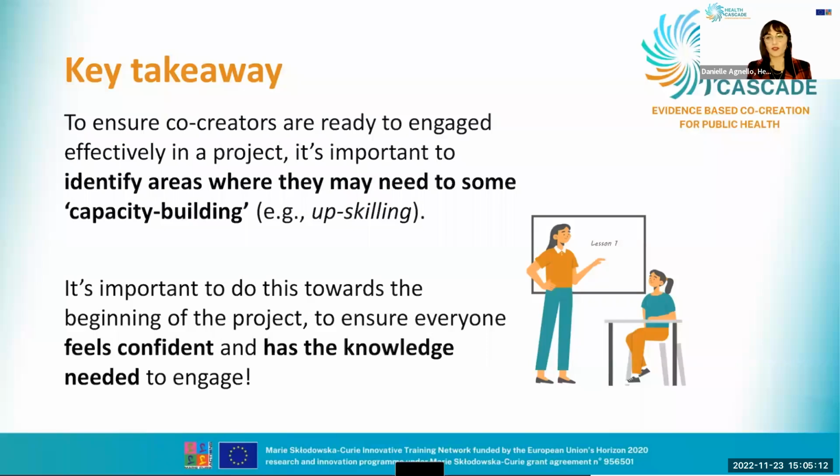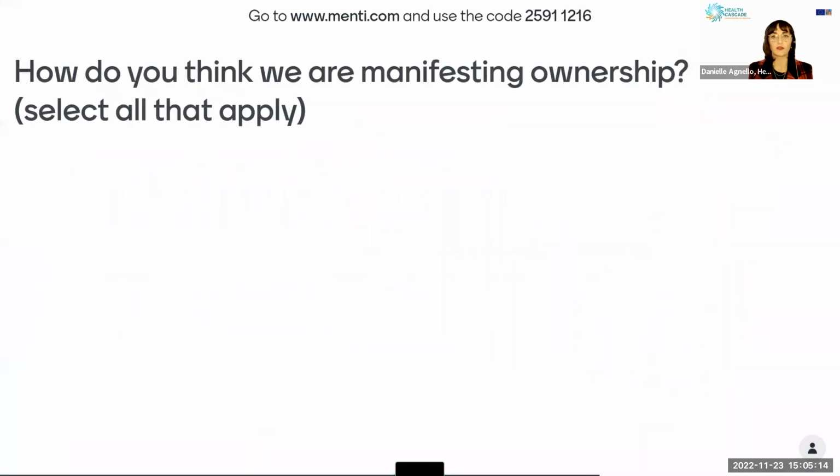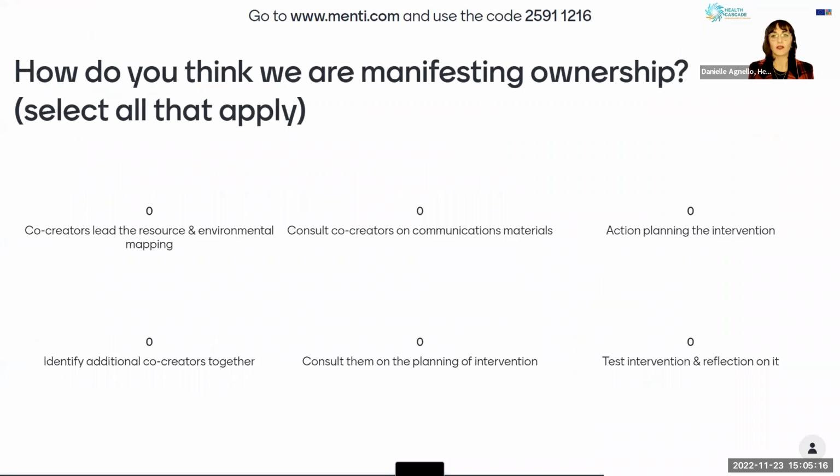Okay, we have a couple more questions in the conducting phase, so we'll move on to the next one. Another multiple choice for you with the dots, it's select all that apply. We've hinted at this already, but now we're going straight into the question of how do you think we are manifesting ownership in this project.